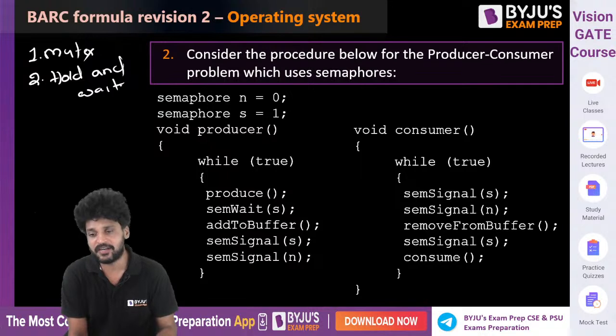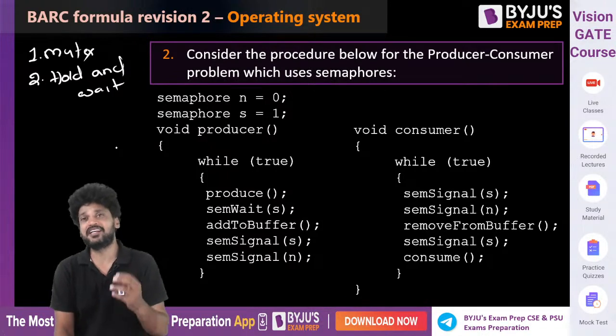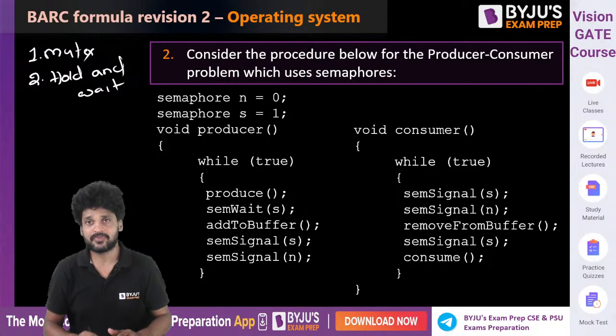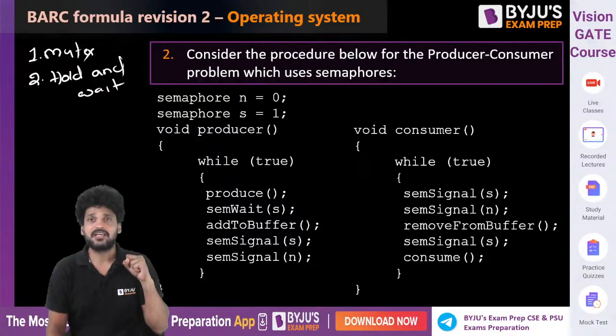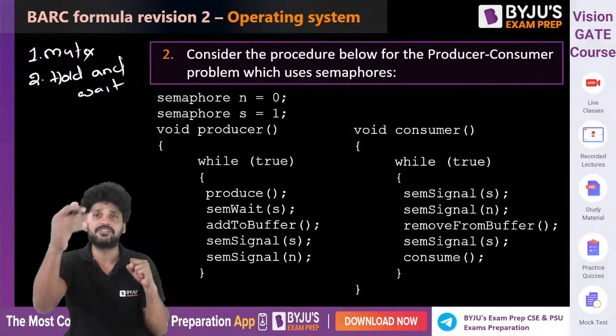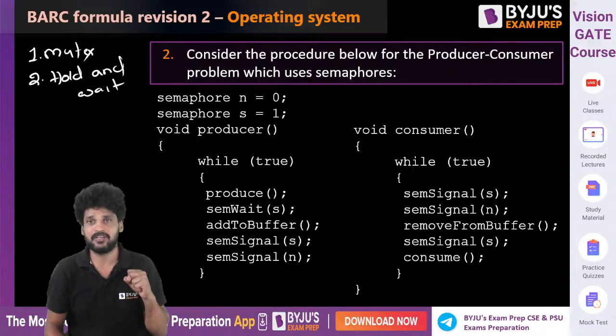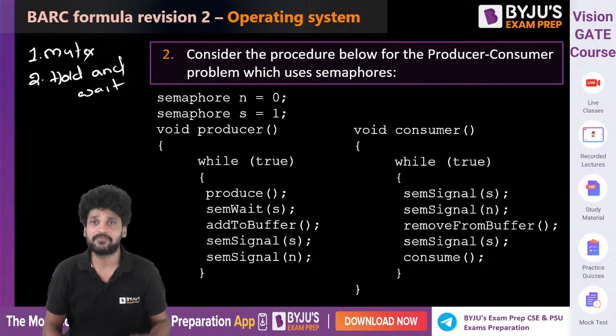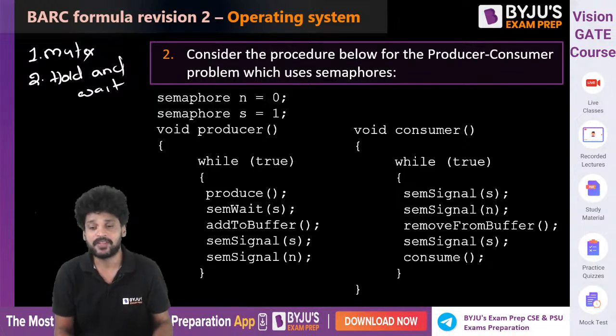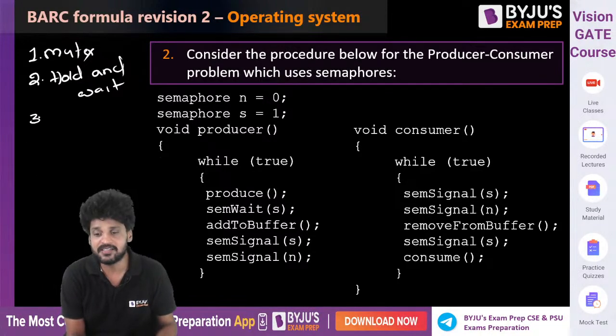What is hold and wait? Hold and wait is the condition that occurs when a process holds some resources and is waiting for some other resources which are held by some other process. This is called the hold and wait condition. In the hold and wait condition, there is a possibility of deadlock. And the third one is circular wait.